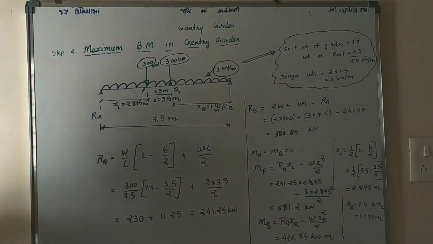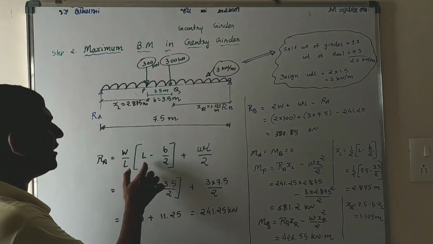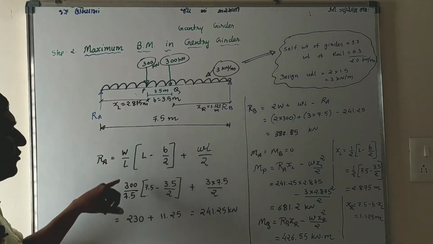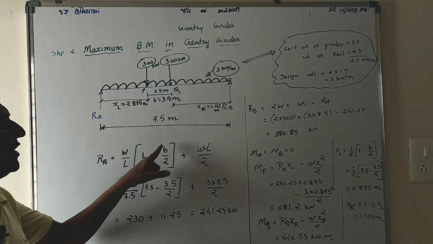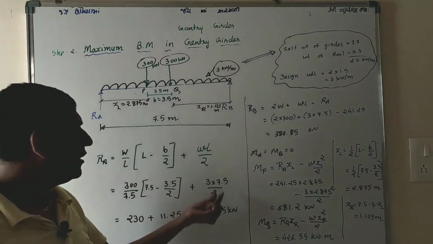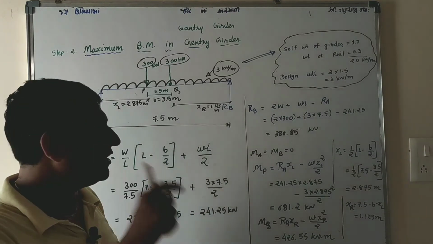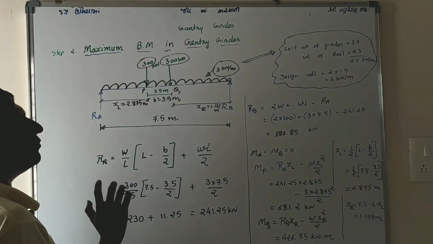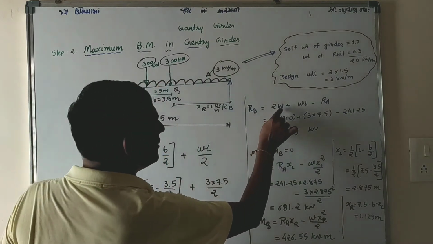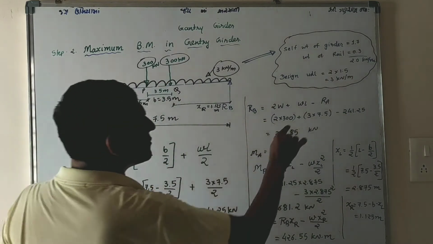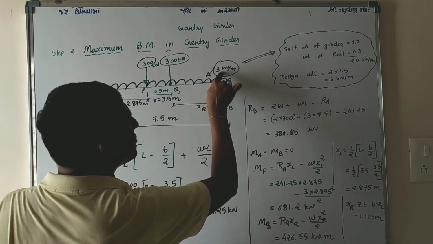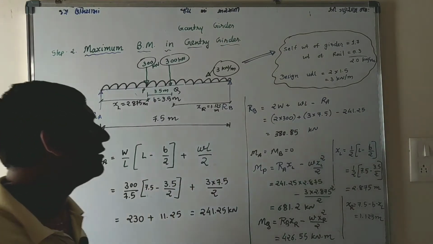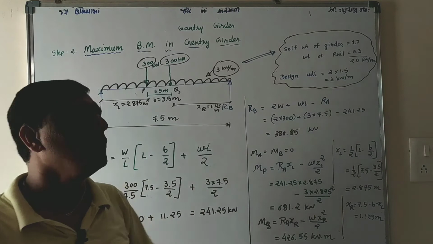Now first we find the reaction RA with this equation, W by L, L minus B by 2 plus W by 2. So just putting the value, W 300, L is 7.5 and B is your wheel base, that is 3.5 meter, and we get the reaction RA. Similarly reaction RB, that is total load of your loading 300 plus 300, that is 2 times of 300, minus W into L, that means your UDL is 3, multiply your span length, that is 7.5 meter, minus reaction RA. So this is 380.85 kilonewton.